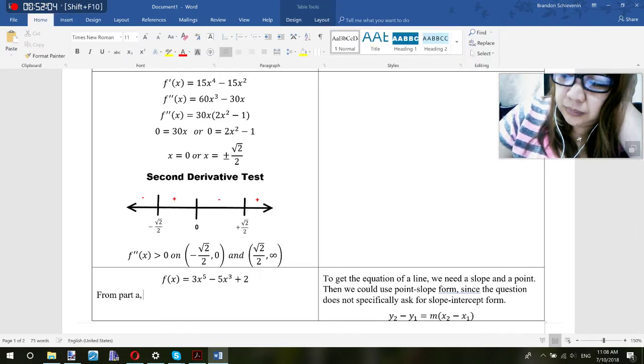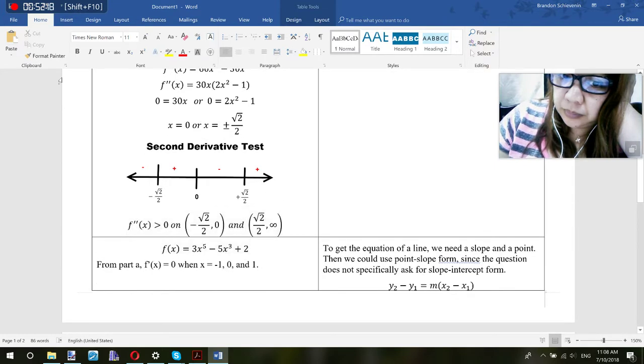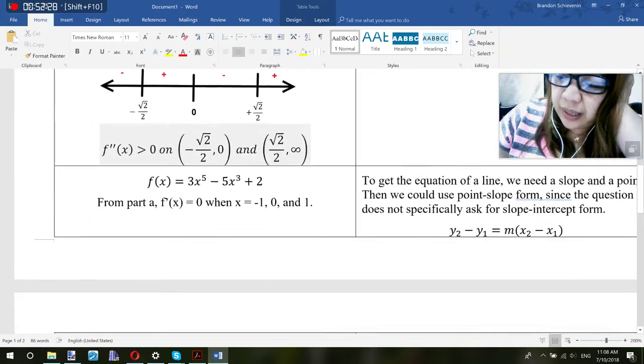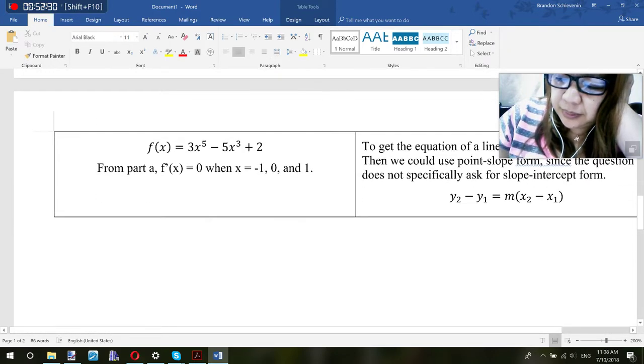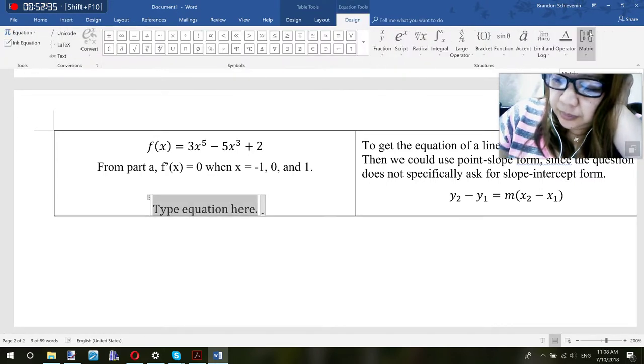From part A, f prime of x equals 0 when x equals -1, 0, and 1. So I need to find the y value at those points. So we need to find f of -1, f of 0, and f of 1. Okay, so here we go. First one. What is f of -1?